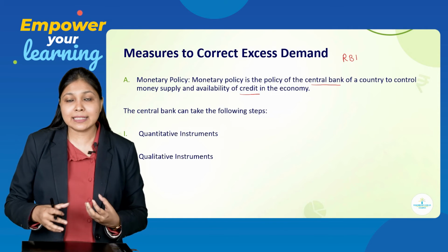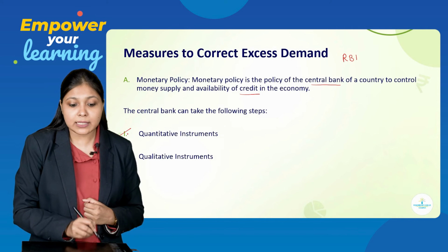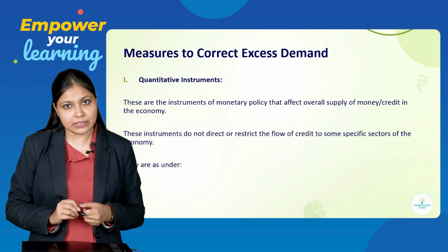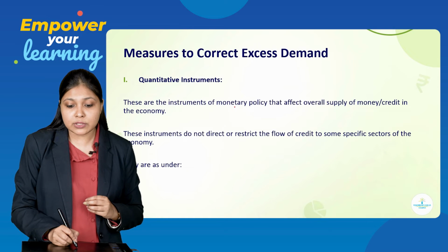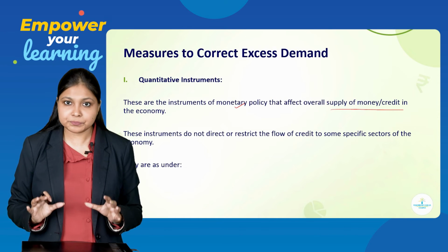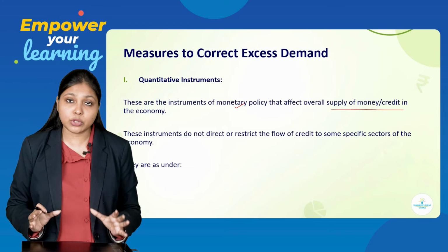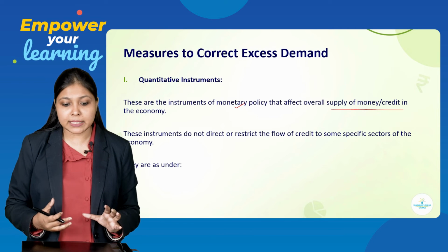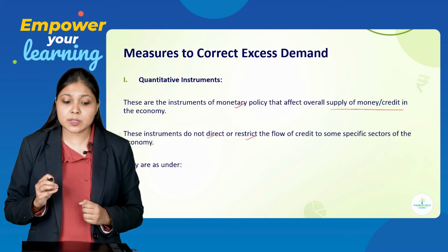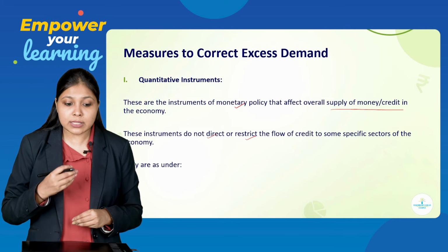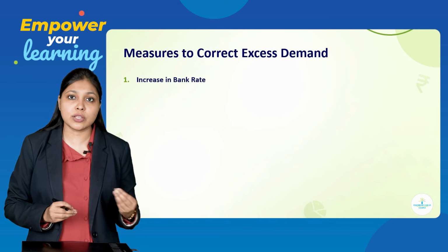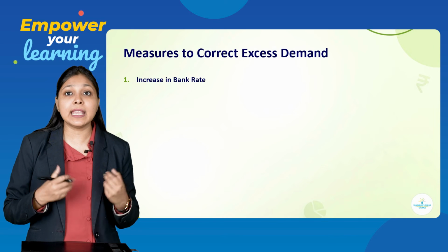Again, the central bank takes two kinds of steps, that is quantitative instruments and qualitative instruments. First of all, we will talk about quantitative instruments. These are the instruments of monetary policy which will affect overall supply of money and credit in the economy. So quantitative instruments focus on overall supply of money and credit in the economy. These instruments do not direct or restrict the flow of credit to some specific sectors of the economy. So these are the quantitative instruments. Let us one by one see all the instruments and understand the logic behind it. So basically this is how we can control.